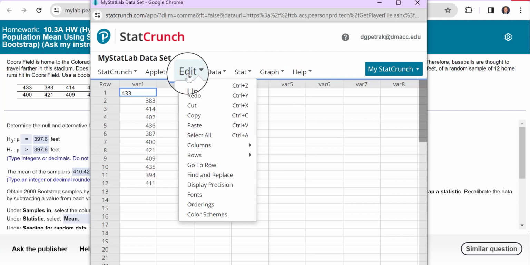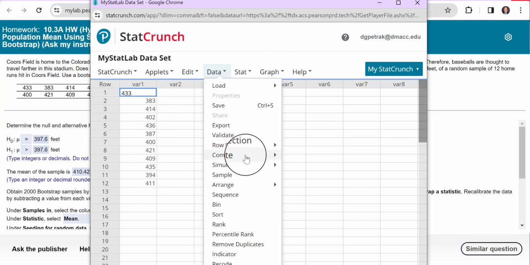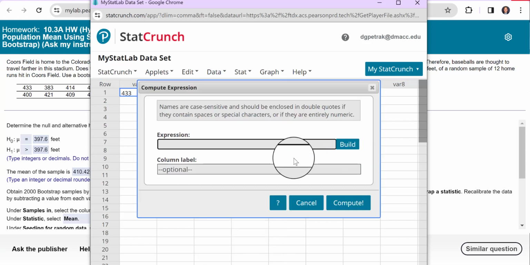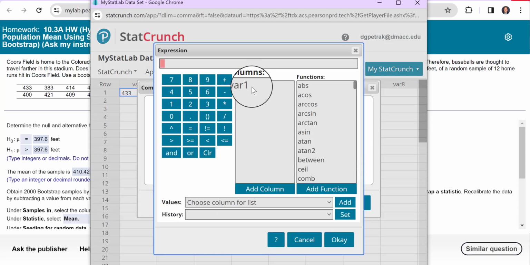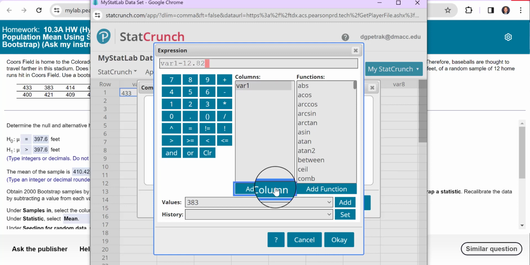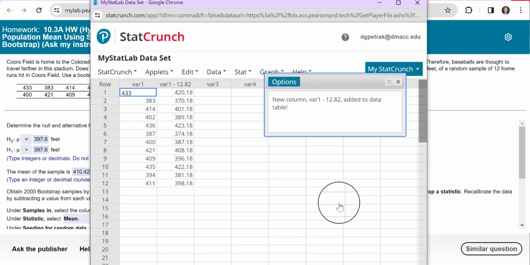So I just go data, compute expression. And the easiest way to think about this when we're going to build this is just take var1, add column, minus 12.82. I'm a big fan of actually figuring out what that number is, because it's easier for students to think about, oh, I'm going to either move it down or I'm going to either add or subtract from it. And I just hit OK and compute. So now we have what we call this adjusted sample that we're going to do our bootstrapping from. So let's just go ahead and do that.